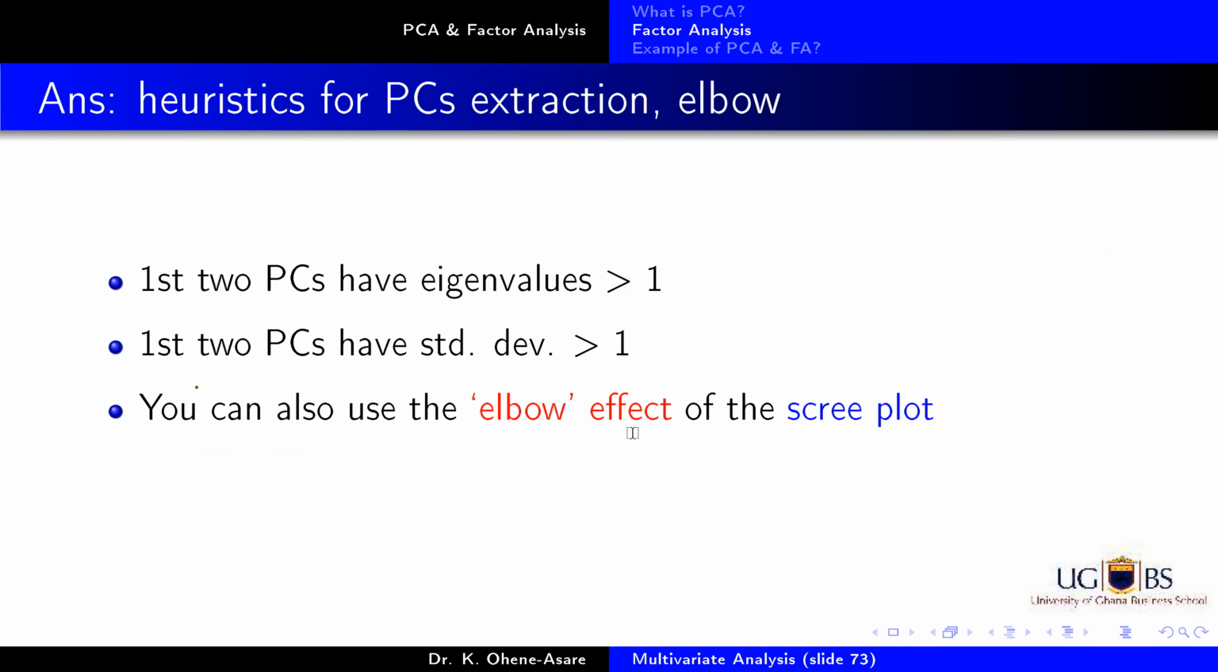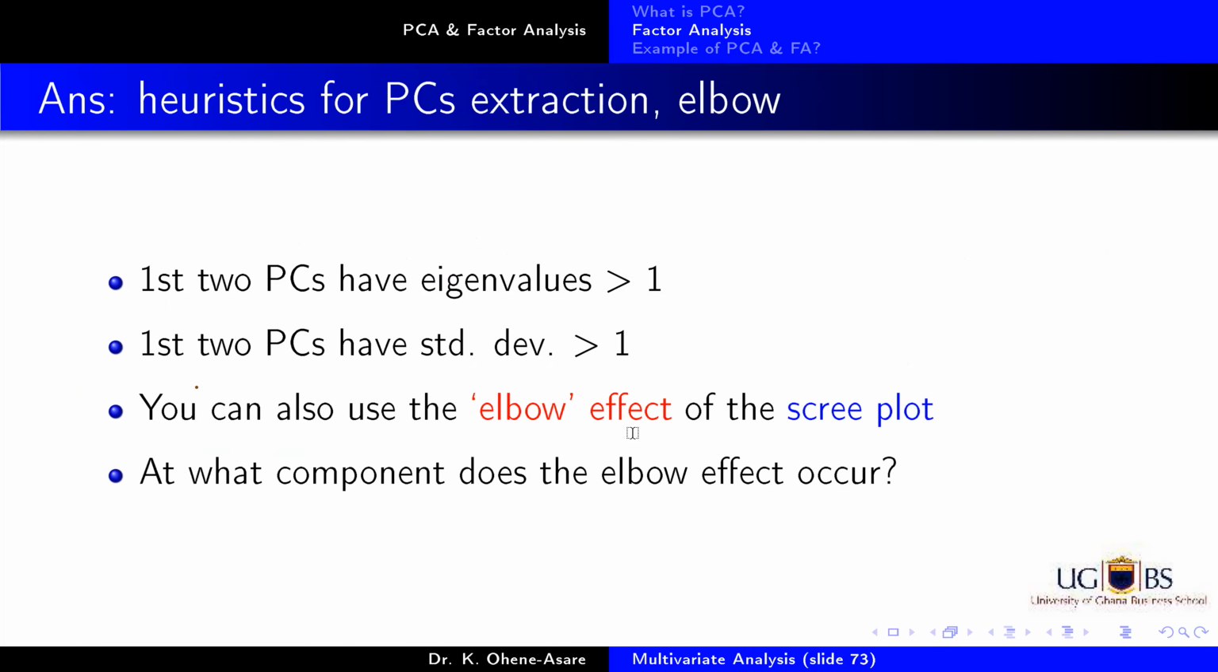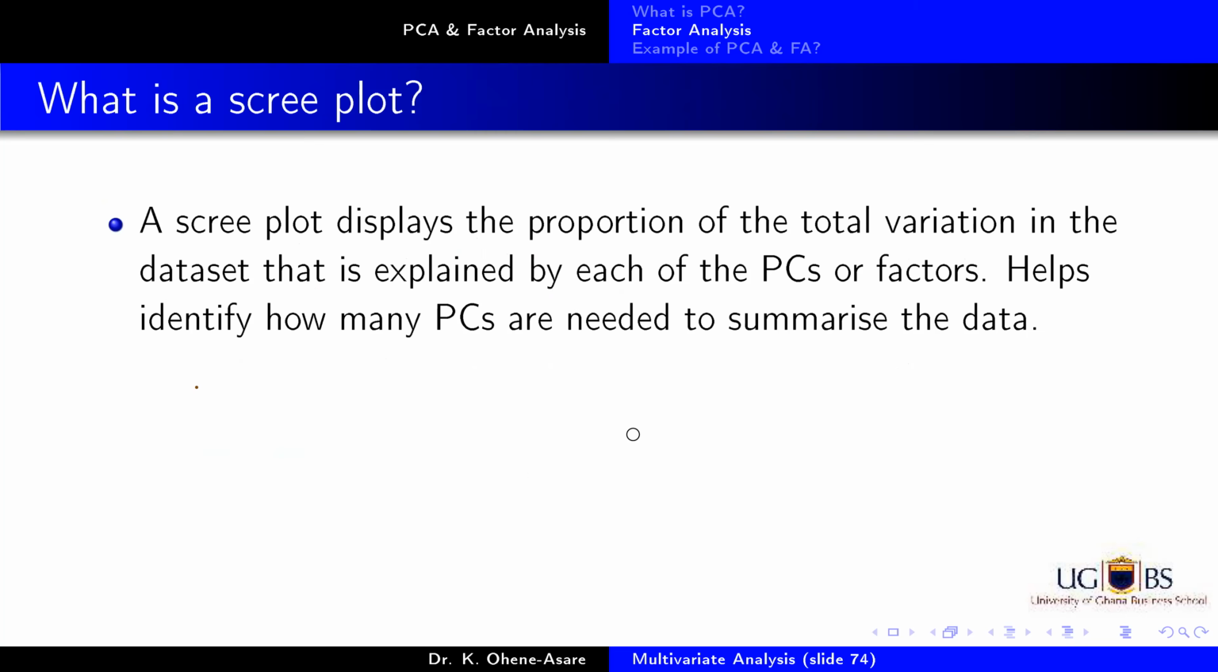Now, let's look at the elbow effect of the scree plot. We've already explained this the last time. We said that the scree plot tells you the percentage of the variability in the data set explained by each of the principal components. And the idea is that it's going to help you find out which components are needed to summarize the data. Okay.